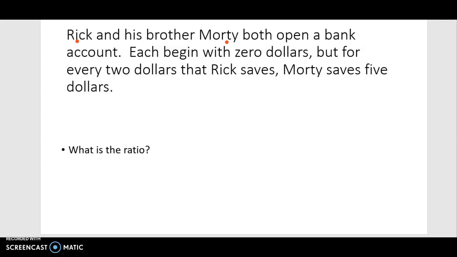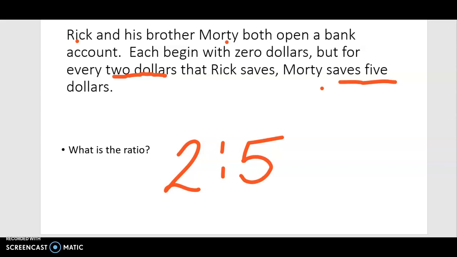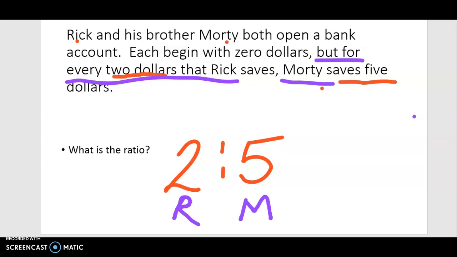Well, if I read this sentence, each begins with $0, but for every $2, okay, because $2 is mentioned first in the sentence, I know that my first number needs to be 2. And then next it says saves $5, so I know that 5 needs to be the second thing. Now, just to make it really clear which is Rick and which is Morty, well, it says for every $2 that Rick saves, so this would be Rick. Morty saves $5, so this is Morty.